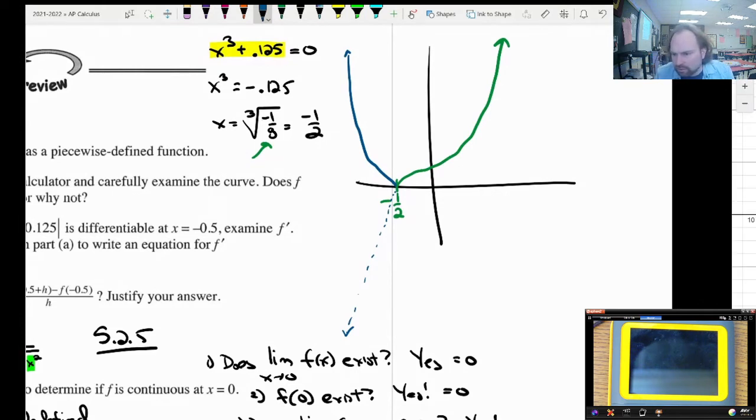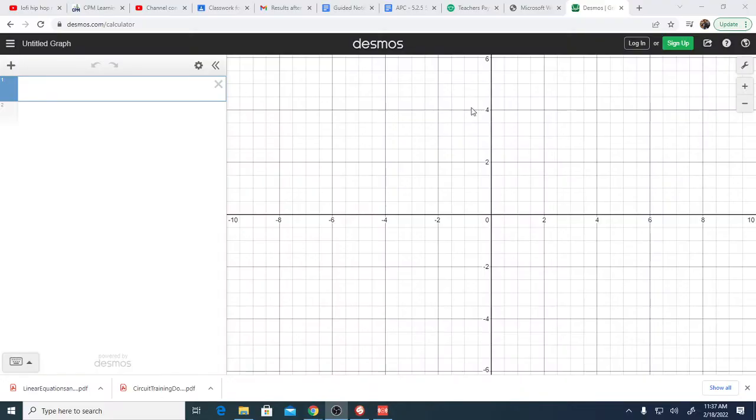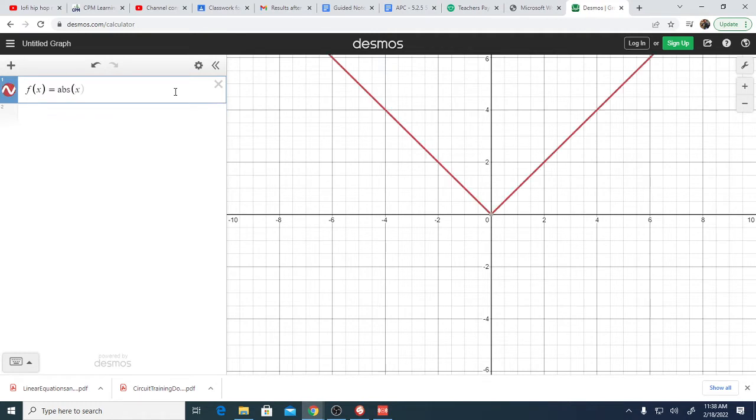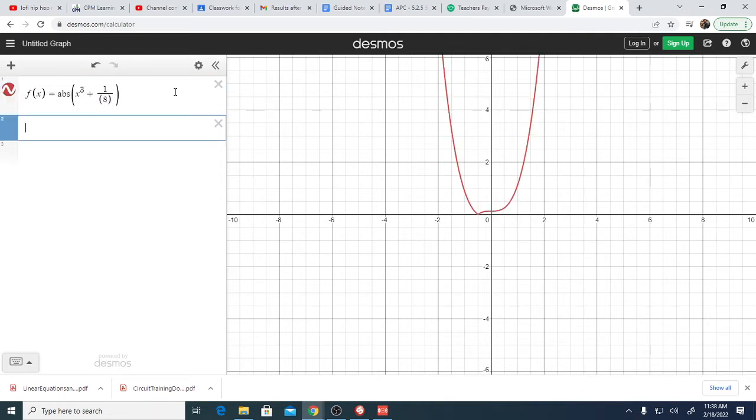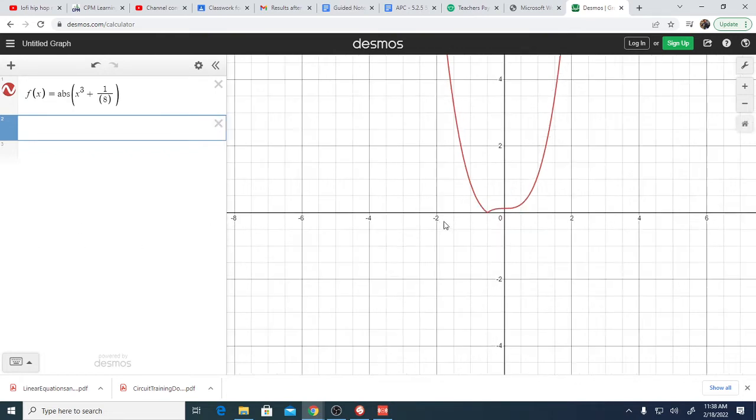So I'm going to go ahead and put Desmos on the top. You can't see my face anymore. Here's our original function, the absolute value of x to the third power plus 1/8, like that. That is the original function, and you can see the graph of this is splitting up right there.